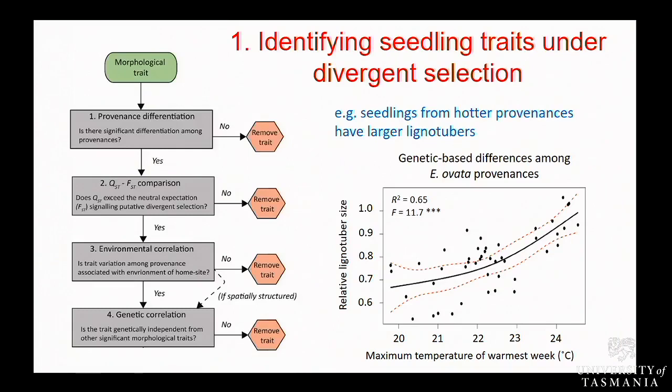Our first step was to filter down these 20 seedling traits to those which showed significant provenance differentiation, significant divergent selection, association with some facet of the environment, and genetic independence from other seedling traits. As we filtered all our morphological traits through this, we ended up with only 8 seedling traits, one of which was relative lignotuber size, which increases linearly with maximum temperature, which is similar to what Dot showed for Eucalyptus falciflora.